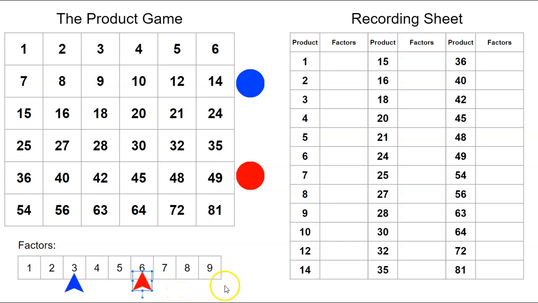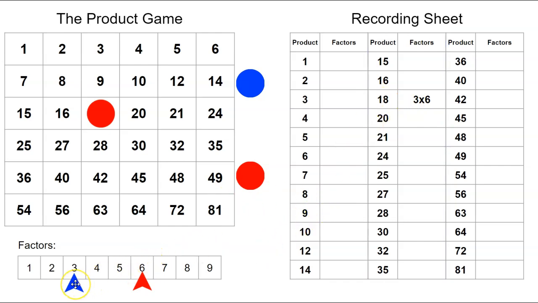Player 2 covers the product of the two factors on the product grid with his or her colored chip and says to his or her partner, the product blank is a multiple of the factors blank and blank. In this example, the red player would move their colored chip to 18 and say, the product 18 is a multiple of the factors 3 and 6. That player then goes over to the recording sheet and types in the factors 3 times 6, which gives the product 18.